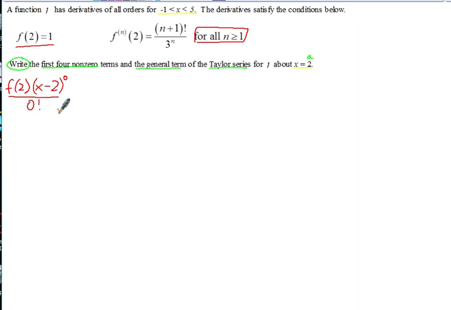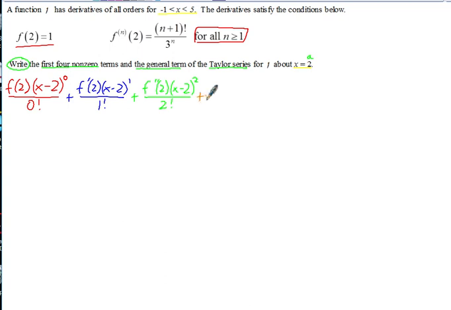Again, I like to write it, even though we know this is going to simplify, just to get the pattern started. It's kind of easier to follow through, I think. If you can do it without it, that's fine too. Plus, now we'd have the first derivative at 2, x minus 2 to the first over 1 factorial. And then plus, then you'd have the second derivative at 2, x minus 2 squared over 2 factorial.